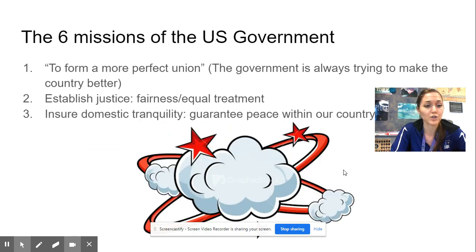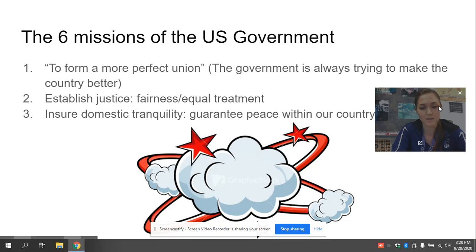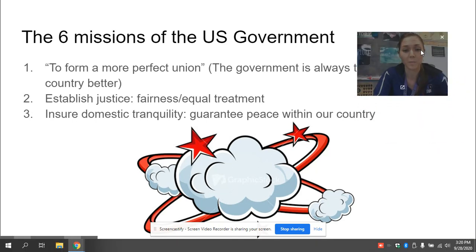Next one, ensure domestic tranquility. What that means is that they're guaranteeing peace within our country. Are there different groups who are physically fighting? Are we on the verge of another civil war, or are we currently in a civil war? Your opinion, A, B, C, D, or F, how is the US government doing on guaranteeing peace within our country?